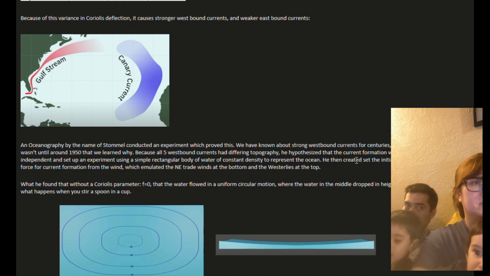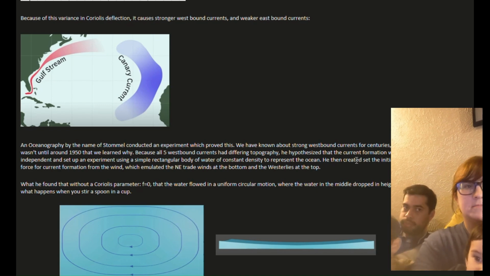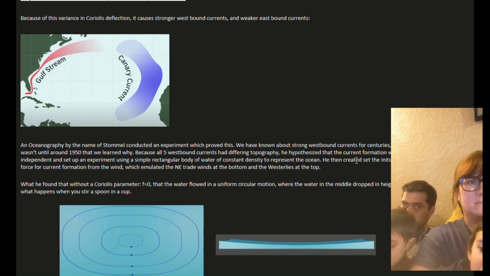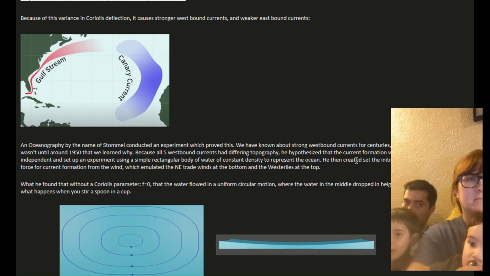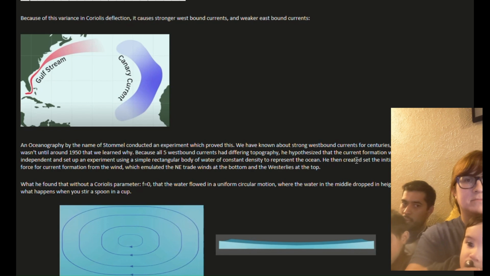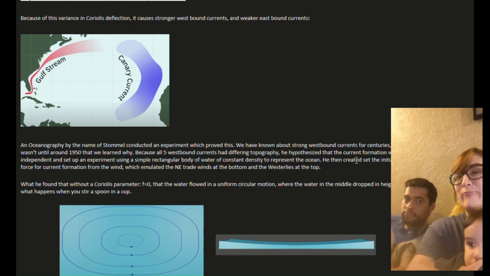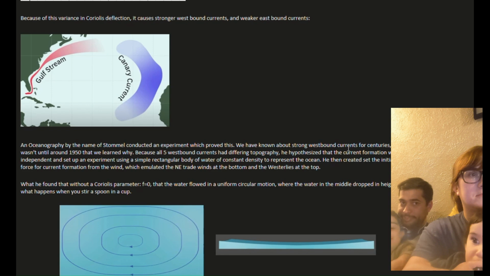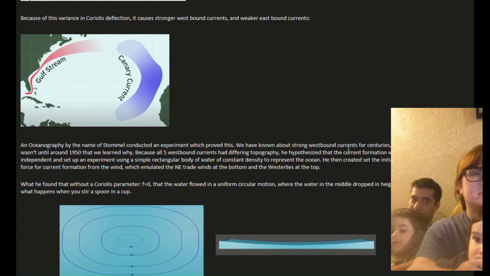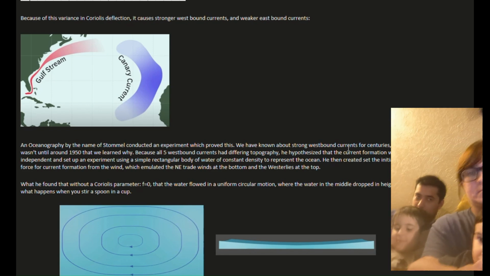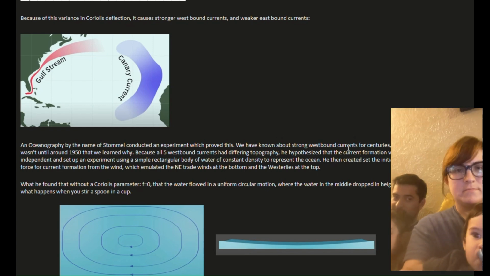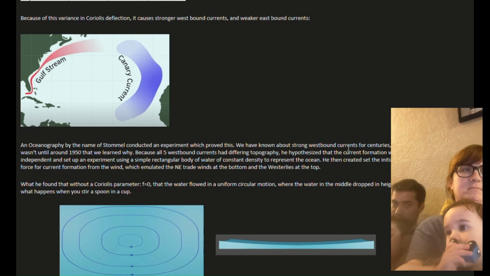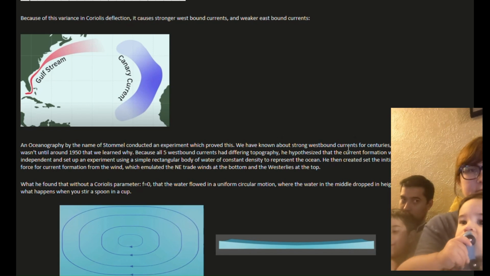rectangular pool model. He used the rectangular pool model because of where all 5 western boundary currents were located. He ruled out that topography had a big role to play because they were all in various different parts of the earth. So he set this up, and he tested three different experiments: one with no Coriolis parameter, one with a constant Coriolis parameter, and one with a Coriolis parameter that mimics Earth.